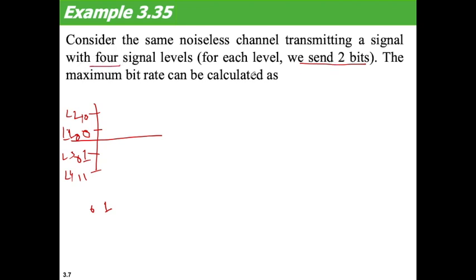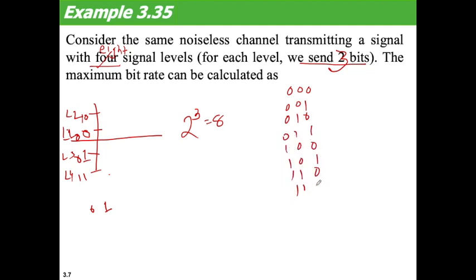The higher the level, the higher the number of bits we send per level. So be careful about this. If the example said 8 signal levels, then for each level we will send 3 bits. Why? Because 2 to the power 3 is 8. So these are the 8 levels that we'll be sending in those cases: 000, 001, 010, 011, 100, 101, 110, and 111. Okay, so this is really important. Now in our example we are talking about 4 signal levels, so in each level we only need 2 bits.